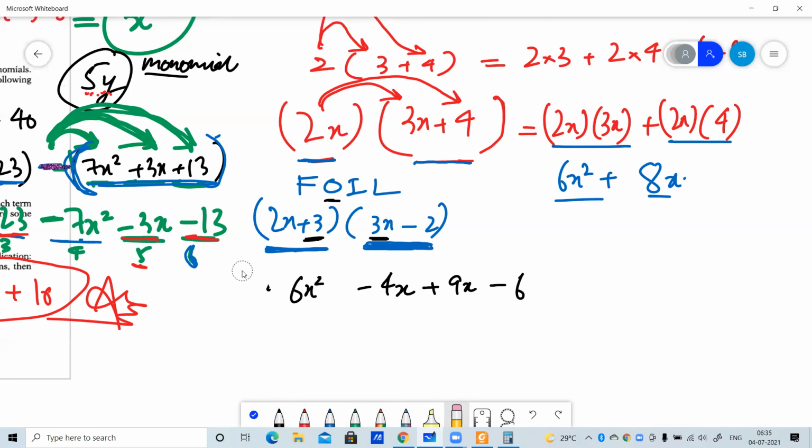So we got the 4 terms. And then we have to see, is there any like term, so that we can reduce it again? Yes, there are like terms. So negative 4x and 9x. Right. So how much is negative 4x and 9x?